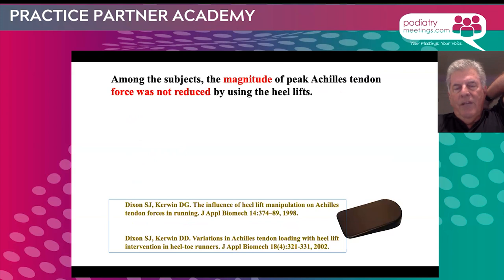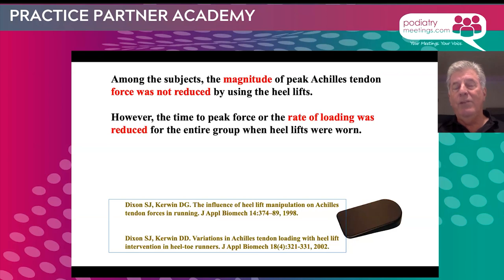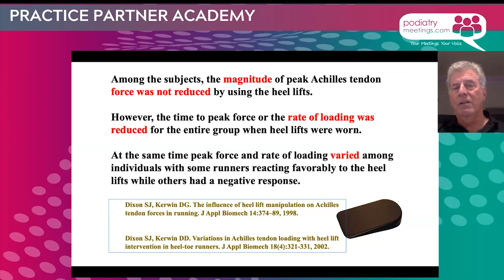So, two studies that were published quite a while ago, but have not really been replicated, show us that when we put up to 1 centimeter heel lifts inside of a shoe of a runner, we don't see any reduction of magnitude of Achilles tendon force, but we do see decreased rate of loading. And we're not sure if that's a direct mechanical effect or perhaps a physiologic effect.